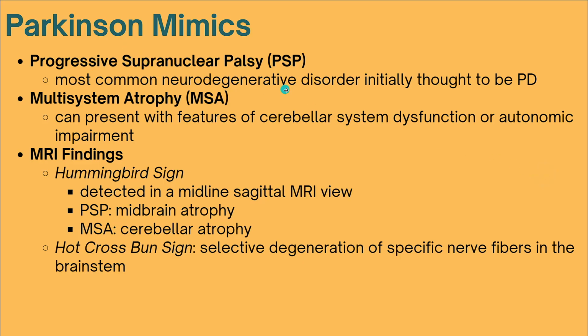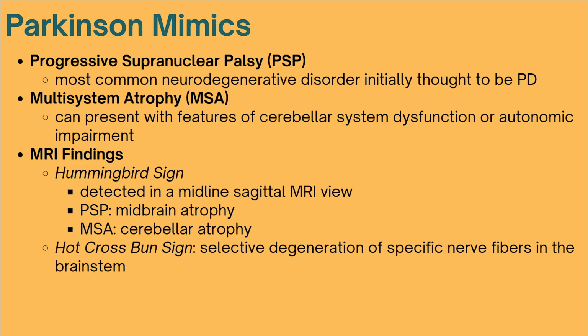Next here, we have Parkinson mimics. Progressive supranuclear palsy is one of the most common neurodegenerative disorders that is initially thought to be Parkinson's. I'm just stating this information because usually it's not really clear, so you could focus more on the diagnostic criteria to really rule out Parkinson's or to really diagnose Parkinson's. Again, we have multiple system atrophy. It's an impairment of the cerebellum rather than the substantia nigra. And for MRI findings, we could further differentiate here.